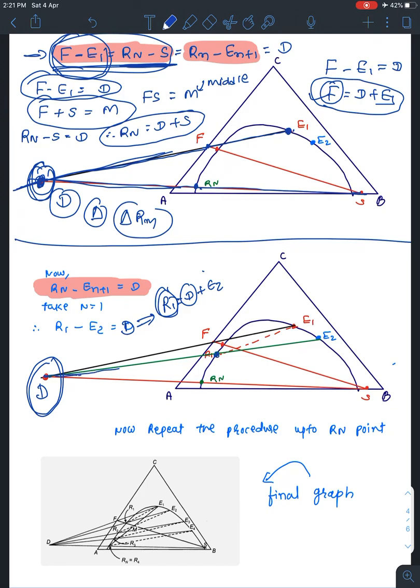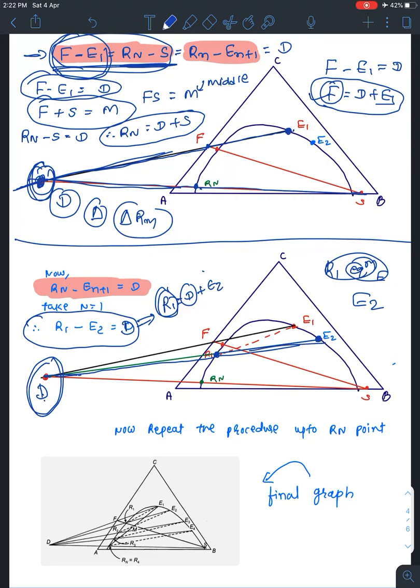So we have this R1 and we have this D. I'll join this D point and this R1 point, and extend this line up to the solubility curve. R1 is in equilibrium with E2, which is on the line of D, as in the equation R1 minus E2 equals D. So the point we get is our E2 point. By joining D and R1 we get this E2 point.